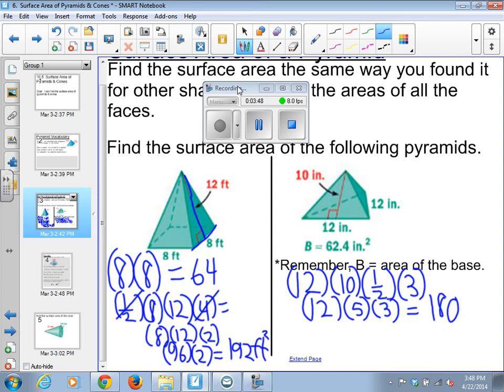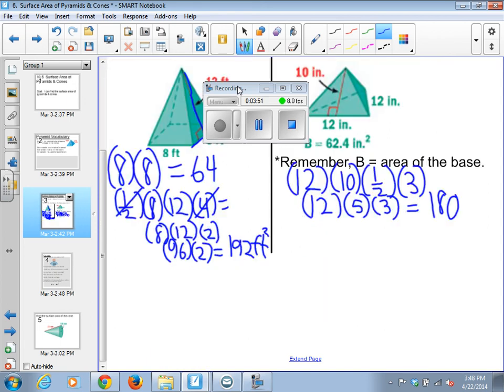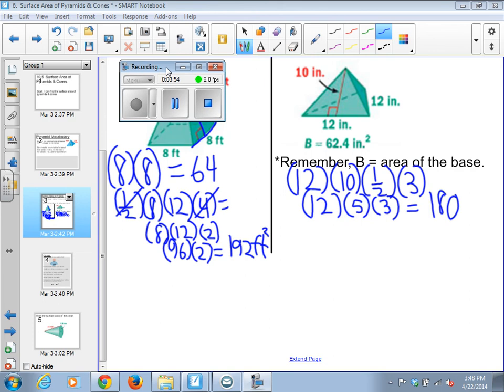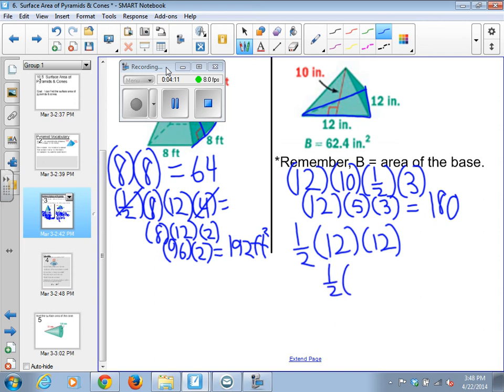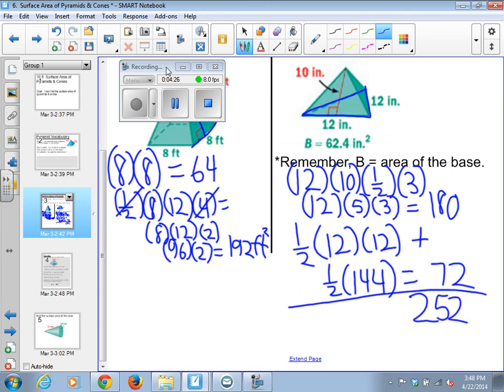Now that takes care of our lateral faces. Now we've got the base, which is a triangle. So for our triangular base right here, we've got a base of 12 and a height of 12. So we do 1/2 times 12 times 12, which is 1/2 of 144. Again, any order you want to go in for multiplication, which gives us a base area of 72. Add these together for a total surface area of 252 inches squared.